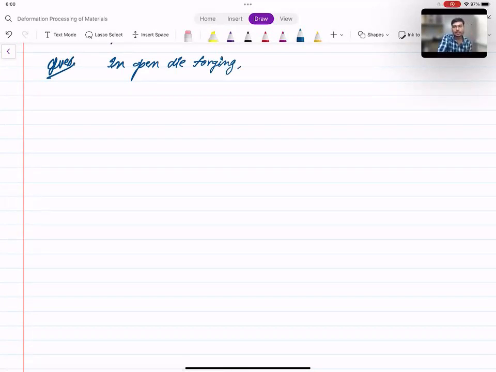Suppose we have a cylindrical workpiece like this. Let me draw it more clearly. Say like this. Its initial diameter is say 200 mm. Not final diameter, actually height. Height is say 60 mm.